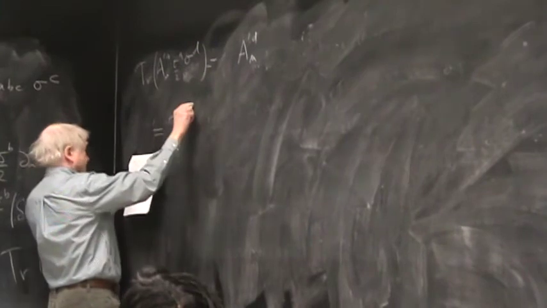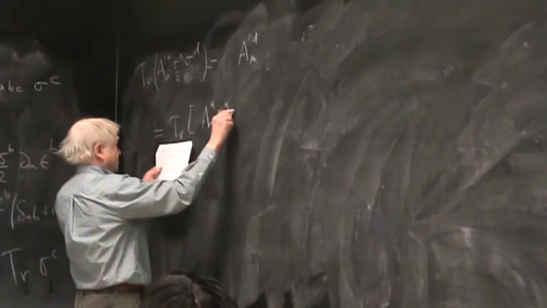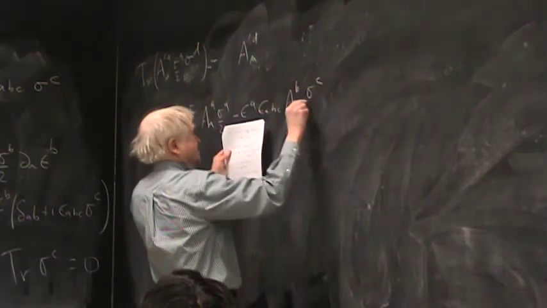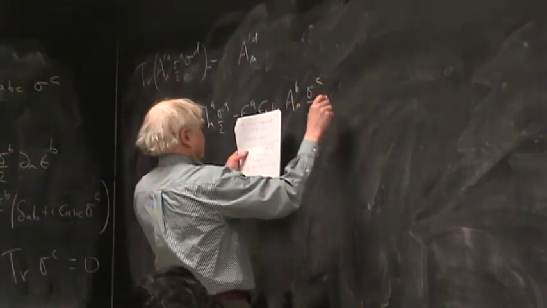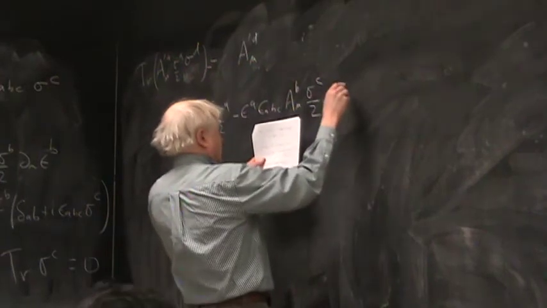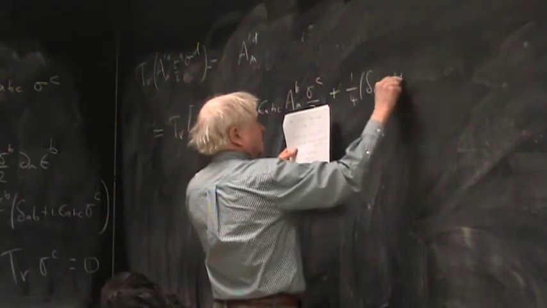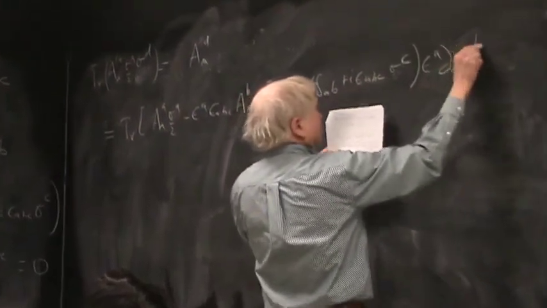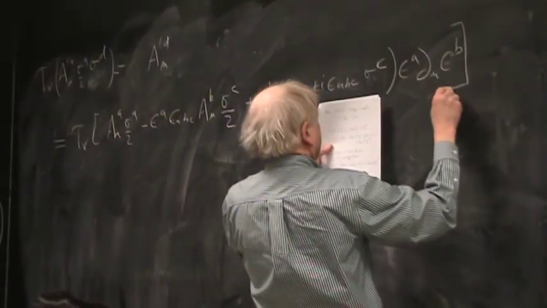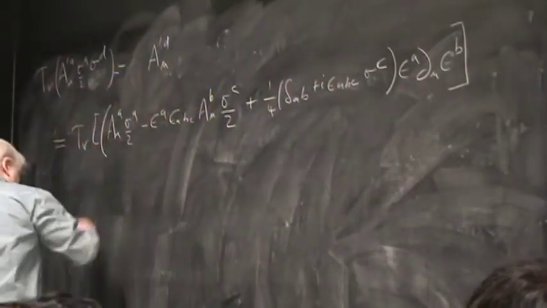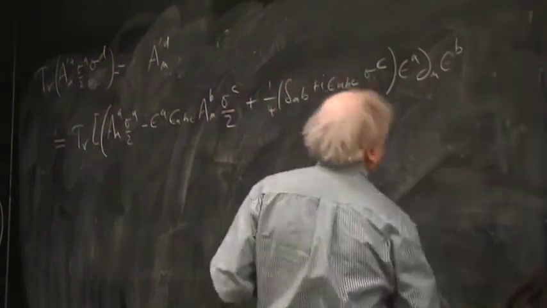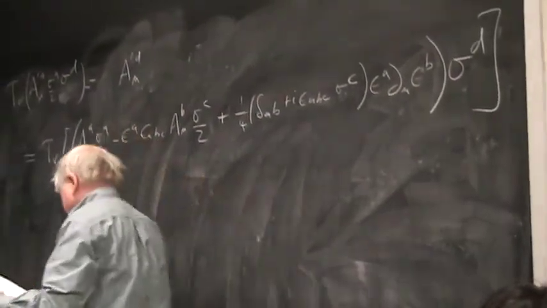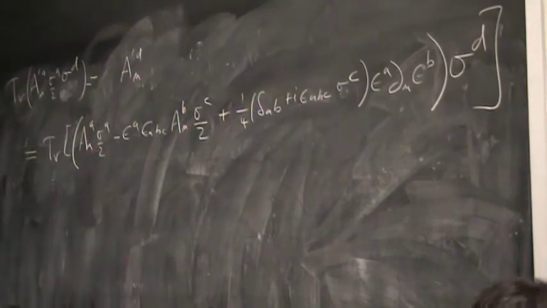In other words, the trace of A mu a sigma a over 2 minus epsilon a b c A D mu sigma C over 2 plus a quarter delta A B plus i epsilon A B C sigma C, epsilon A d mu epsilon B, this whole structure, in parentheses. Okay, so we just have to take this trace and it looks terrible but of course it isn't.